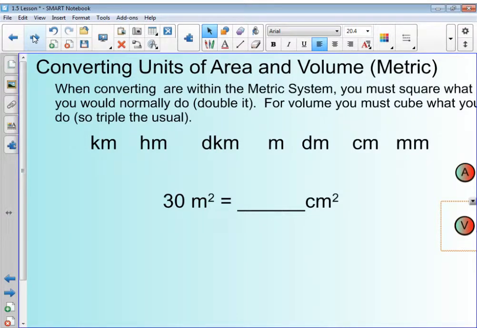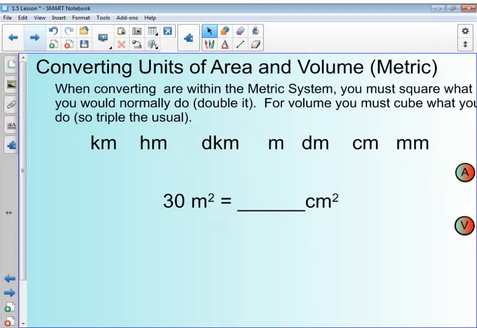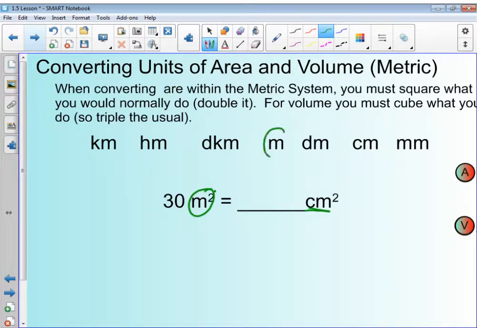Okay, so let's go ahead and practice this concept. So if I look at this first one, before when we would convert meters to centimeters, we would go ahead and count how many places we'd have to move our decimal and in what direction. So meters, we would go 1, 2 places to the right. So because we are working with this squared or this 2, whatever we would do, we do that twice.